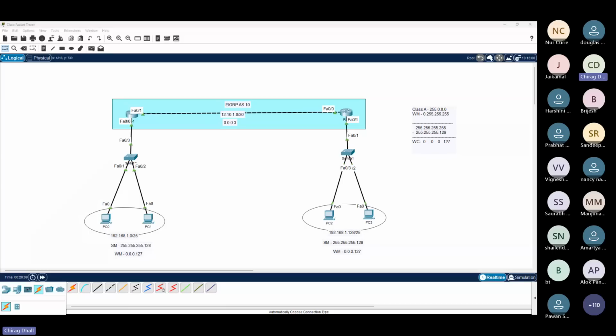Parvez, what subnet? I didn't get your question. You're talking about the subnet mask?